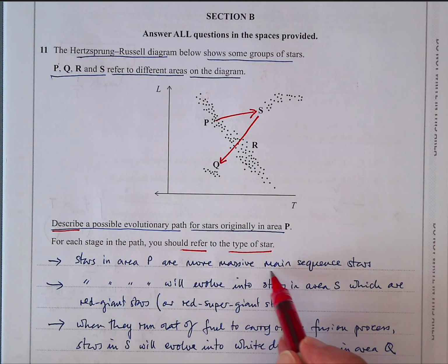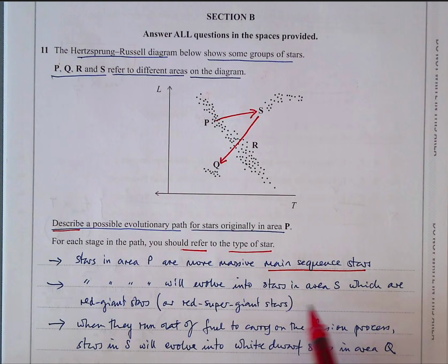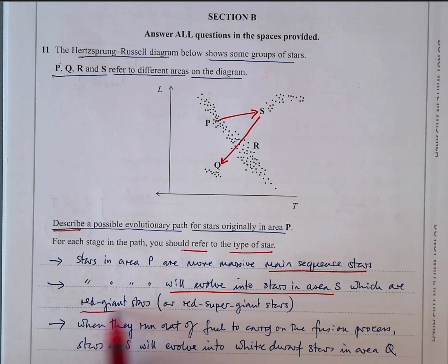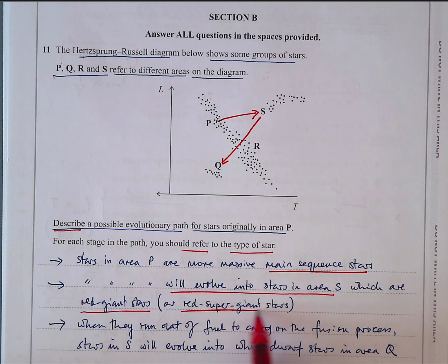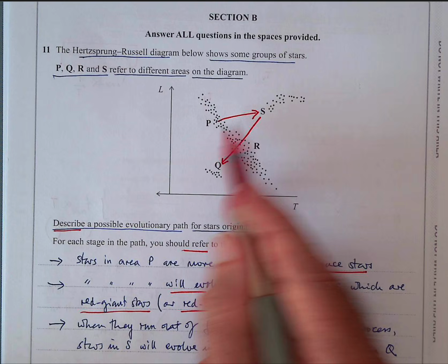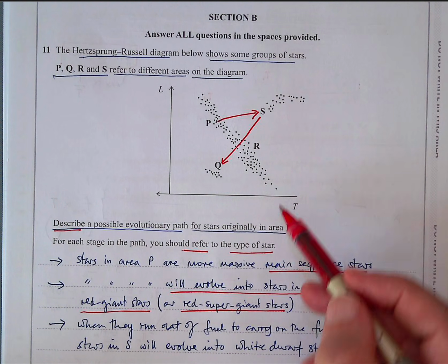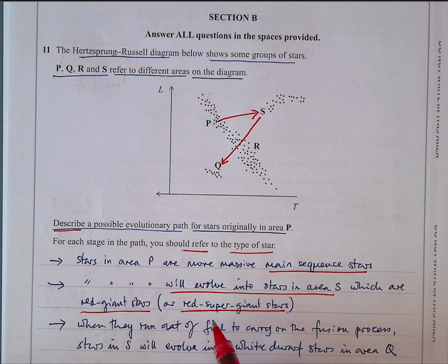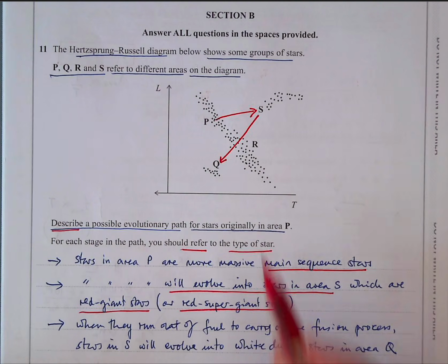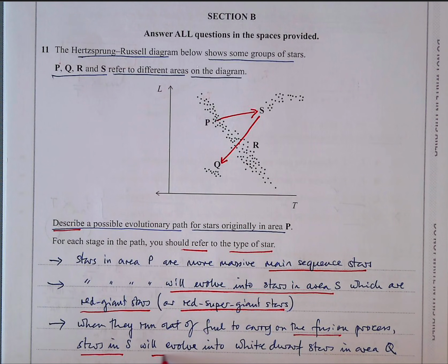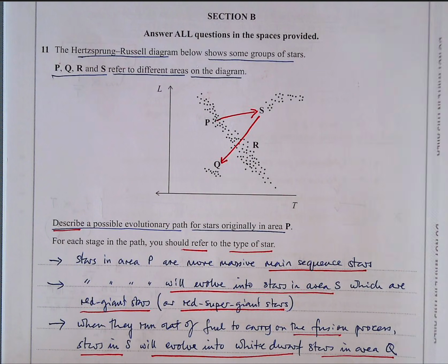So they want you to know main sequence stars, and then they want you to say that it evolved into stars in area S, which are red giant stars, or if they're larger, red supergiant stars. The higher up they are on the main sequence line, the more likely they are to be red supergiant stars when they go into the next phase of their evolution. And when they run out of fuel to carry on the fusion process, stars in S will evolve or die into white dwarf stars, which are in area Q. And that's how you get the 3 marks.